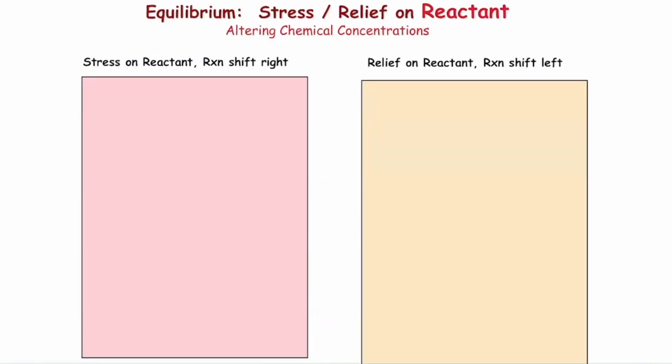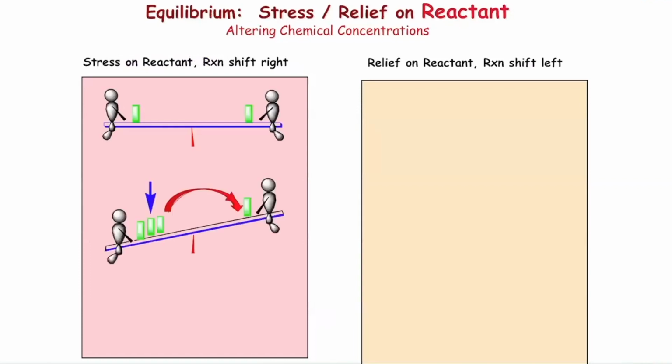Let's take a look at this one right here. The stress on the reactant side, that's this. You're adding more reactant to a system at equilibrium. Of course, it upsets the balance. The reaction has to go back to balance by converting that reactant over to products. So what you guys are going to say is that more products are formed if more reactant is added. There's a confusion here.